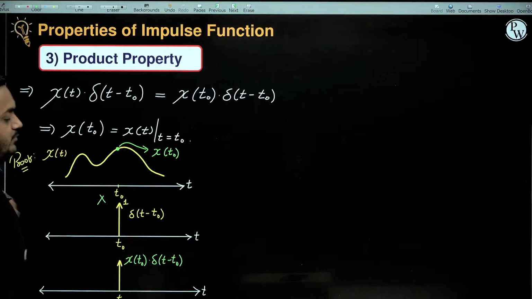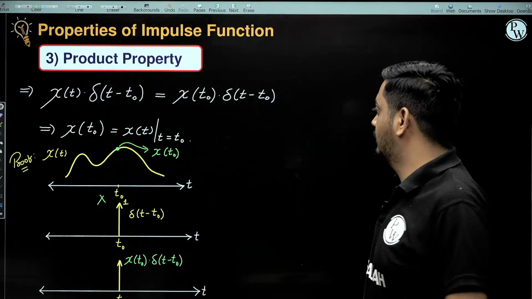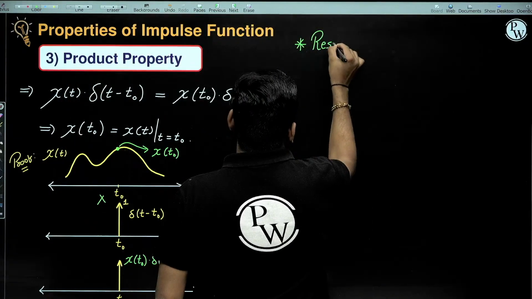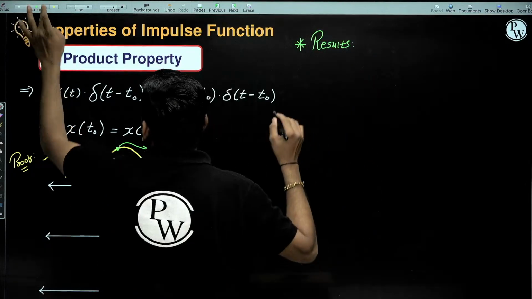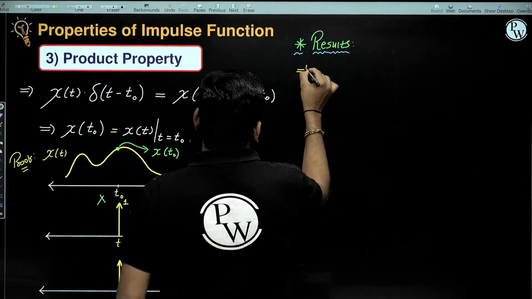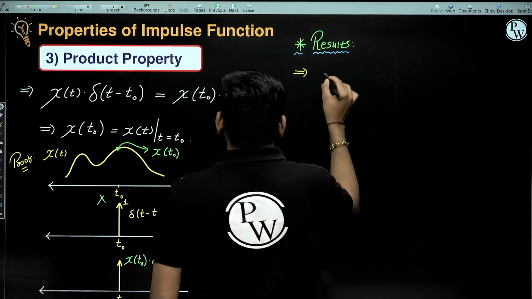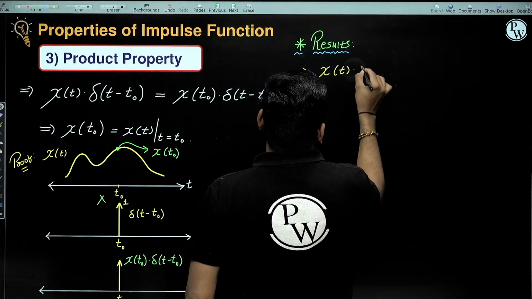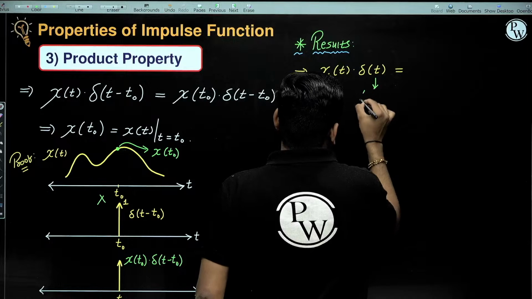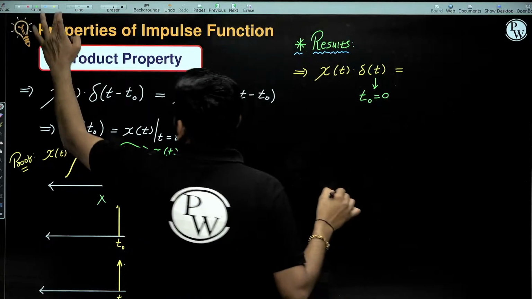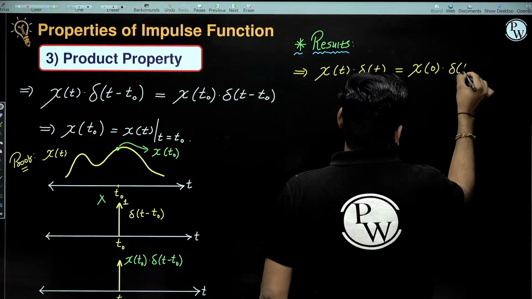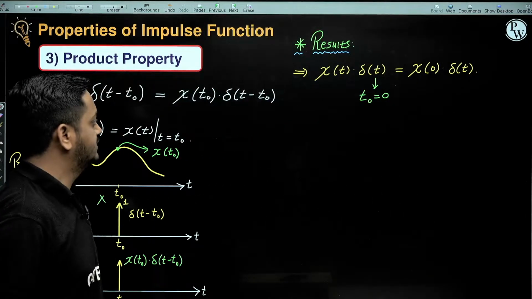So this is a very important property, the product property, and it gives different results. Different results from this property. So here, a different result if t naught is equal to 0: suppose x of t into delta t. Here you can see what is t naught. So t naught is 0. What is the answer? So here the weight is x of 0, the x of t value at the origin, into delta t. Correct? So this is a very important result, guys.